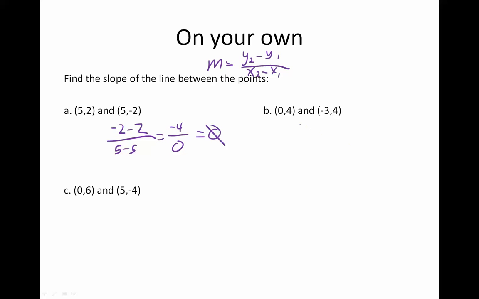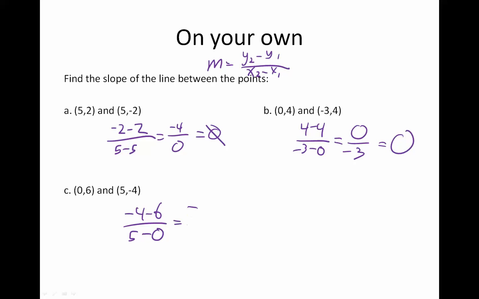For b, we have 4 minus 4 over negative 3 minus 0, which is 0 over negative 3. And when the 0 is in the numerator, that's 0. Finally, we have negative 4 minus 6 over 5 minus 0 equals negative 10 over 5, which reduces to negative 2.